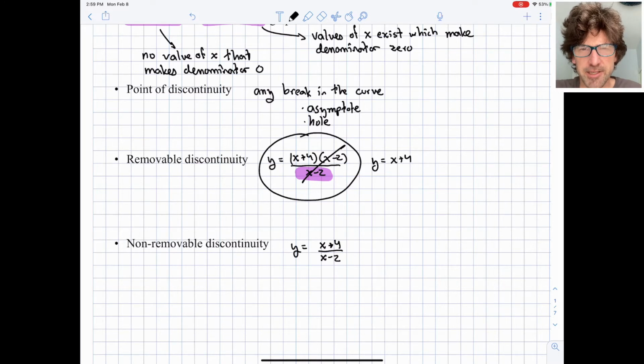So when you are canceling out terms, when you are removing those discontinuities, you have to remember that x is still not allowed to be 2. So if we were to graph this line y equals x plus 4, we would want to add in a little hole at x is equal to 2. And I'll show an example of that in a second.